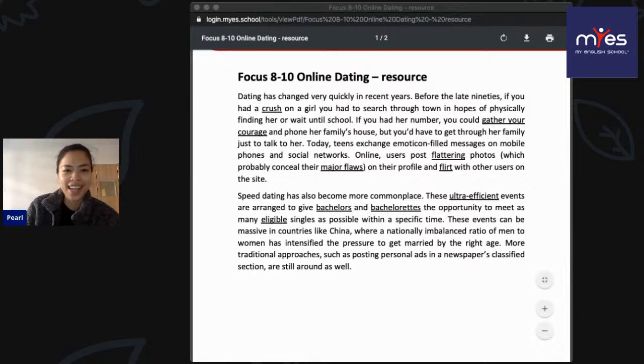Good. So yes, any questions about vocabulary in this text, please ask me. But how has dating changed in the last 20 years? I think this article is very accurate.